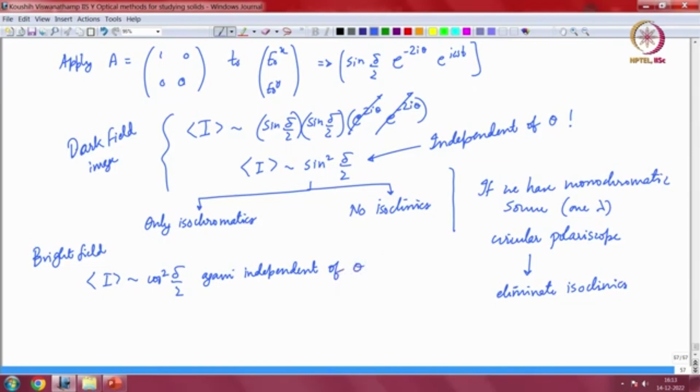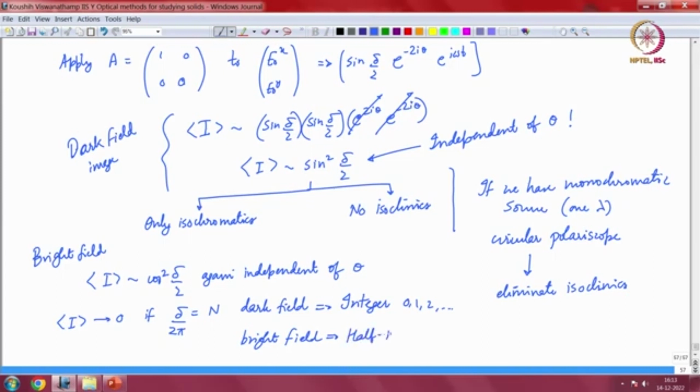Not only that, you also will notice that the intensity goes to 0 if delta by 2 pi is an integer for the dark field, so 0, 1, 2 etc., and the intensity goes to 0 for the bright field when it is a half integer, exactly like it was in the plane polariscope case. So the nature of these isochromatics does not really change.